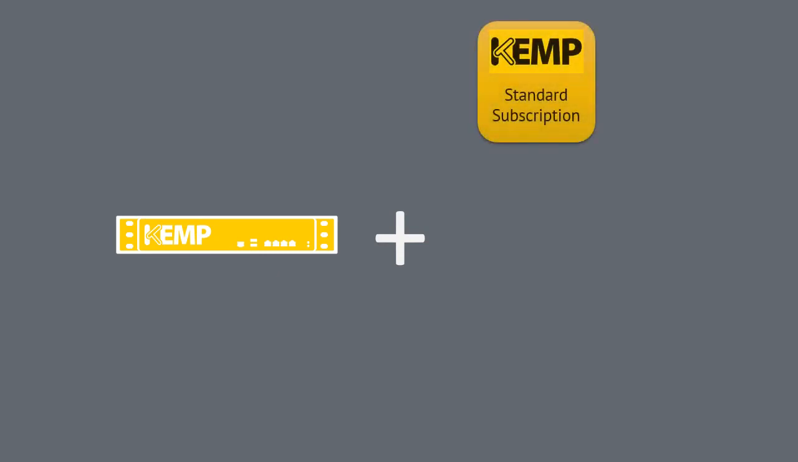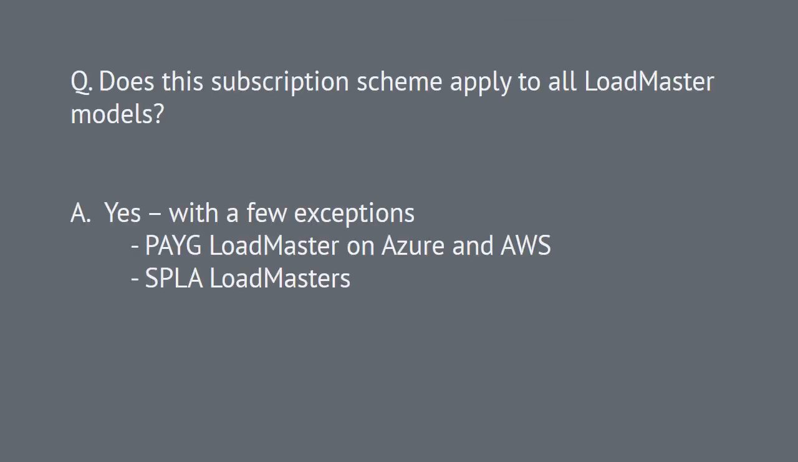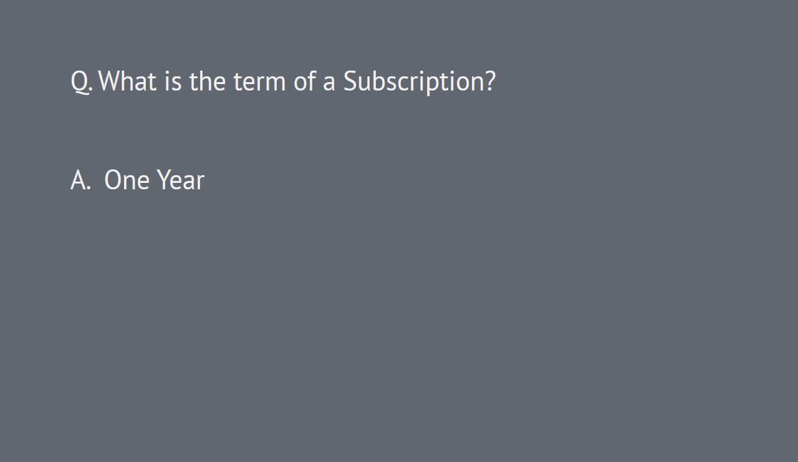So, from April the 1st, when purchasing LoadMaster, all that is required is to select your LoadMaster platform and model, and then pick the subscription tier that matches your application delivery requirements. The new subscription tiers apply to all LoadMaster models and platforms, that's hardware appliances, virtual, cloud, and bare metal. The only exceptions are pay-as-you-go hourly subscriptions on cloud, and LoadMaster is delivered under a service provider license agreement. The minimum period is 1 year and subscriptions may be purchased in multi-year blocks.